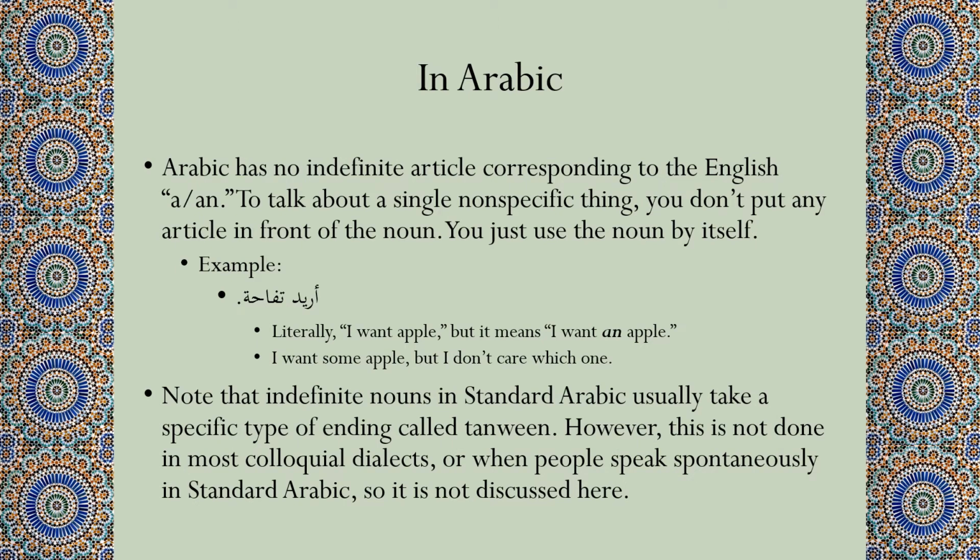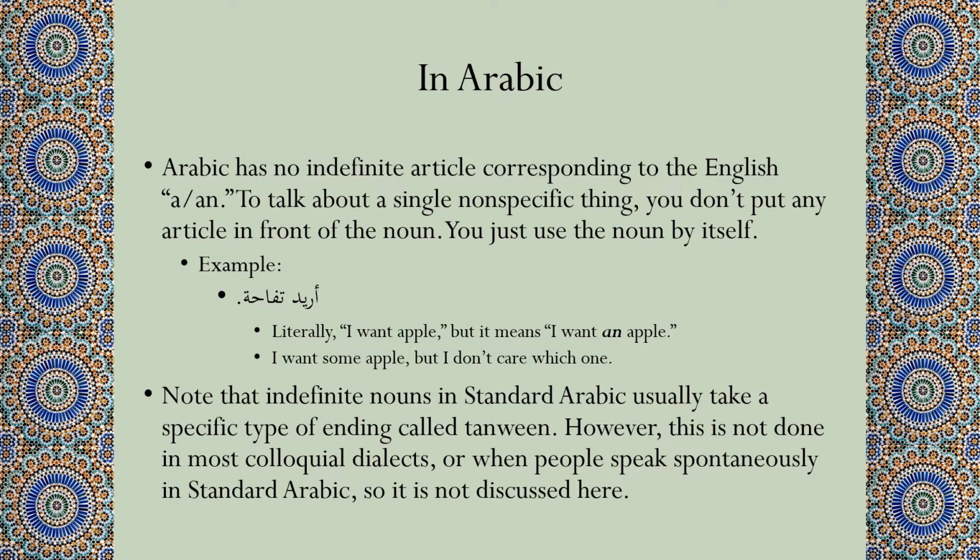So, in this example, if I say urid tufaha, literally that's I want apple, but it means I want an apple. So in Arabic, there's no a or an. If you want an apple, some random apple, you just say I want apple without an indefinite article. So Arabic, in this situation, unlike English, does not use the article. However, this expresses the same function as the English indefinite article. If you just have the noun by itself, that means you want a single non-specific thing. In this case, I want some random apple. I don't care which particular apple it is.